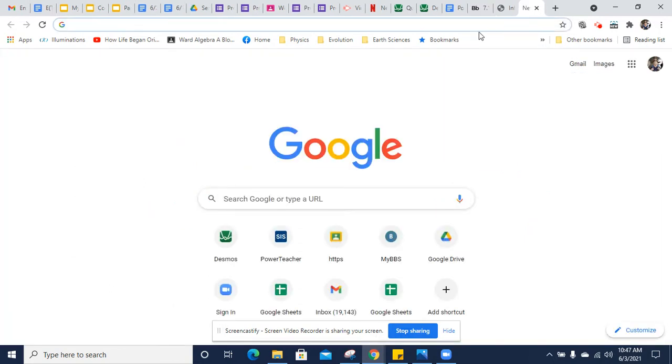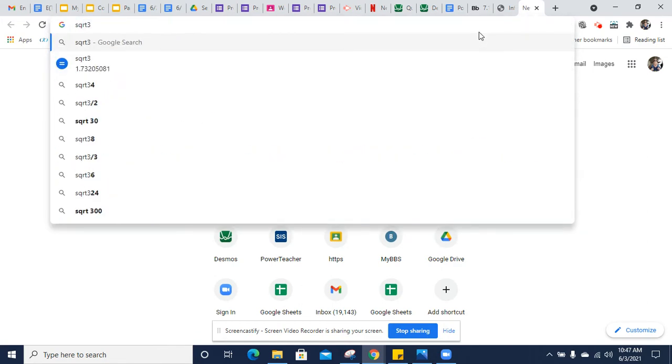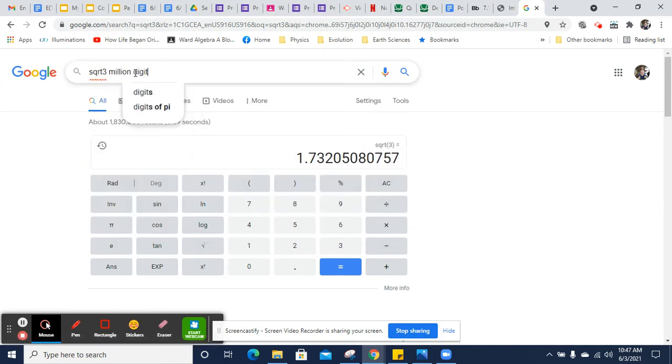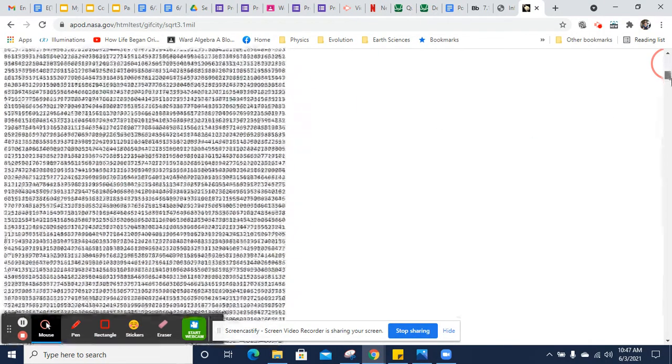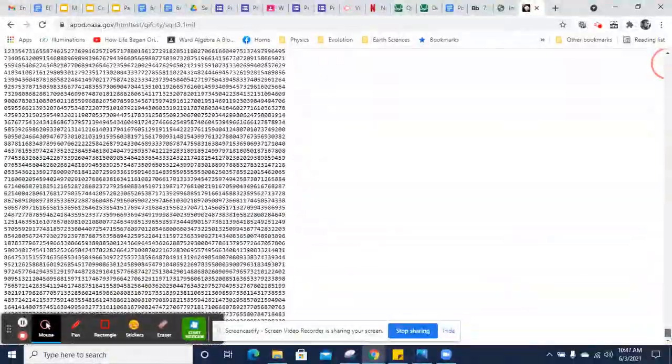So I could go here and I could type in sqrt of 3, and it'll give me this number here, 1.73205081. But it goes forever and ever and ever. So square root of 3, let's see, million digits. Let's see if we get something with that. The first million digits of the square root of 3. Okay, and there are the first million digits of the square root of 3. There will not be a repeating pattern that is consistent ever. And this first million digits is really just the beginning, because you would go on forever. Who has the time for that?